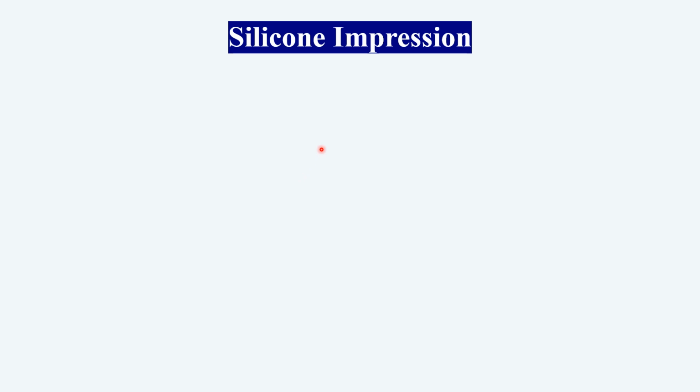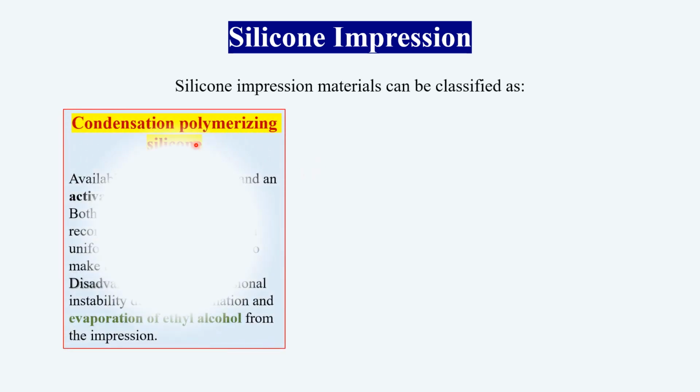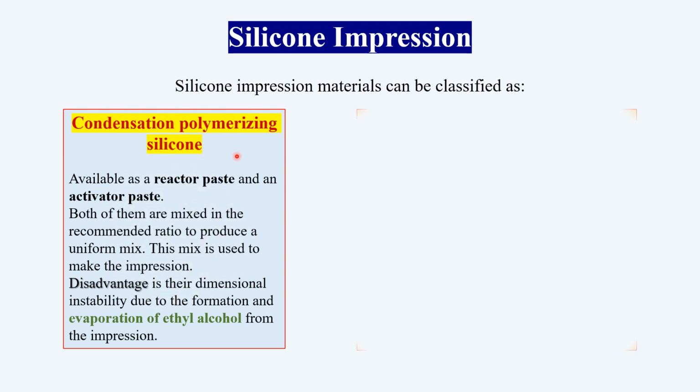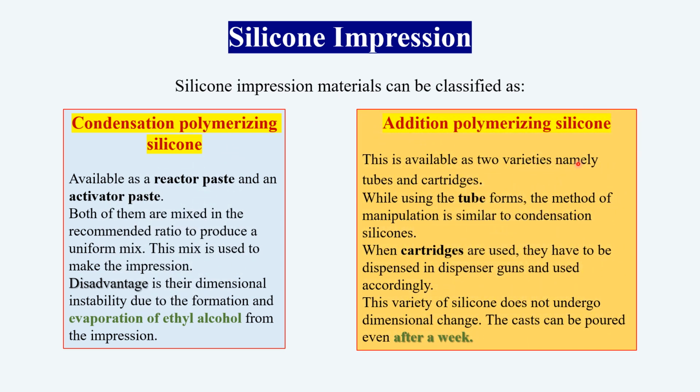So now we have come to the silicone impression. They are of two types, that is, we all know condensation polymerizing silicone as well as addition polymerizing silicone. Now condensation polymerizing silicones are available as a base paste and activator paste. Now we mix both of them in a ratio to produce a uniform mix and we take the impression. Now there is a dimensional instability for this, and it is because there is evaporation of ethyl alcohol from the impression.